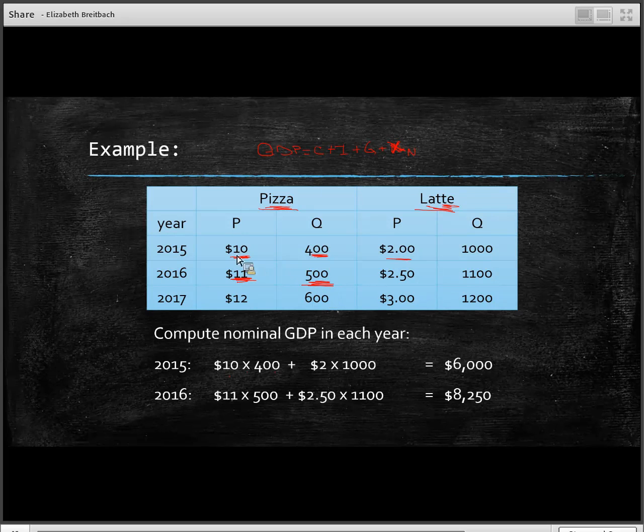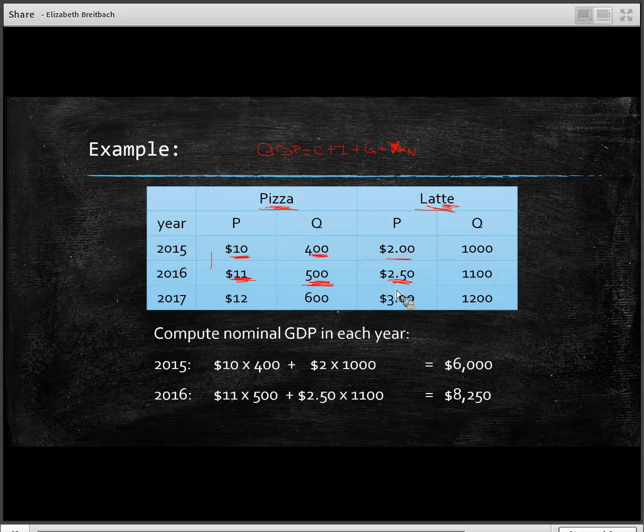Okay, so what we can see here is that the price between 2015 and 2016 has gone up. So we're not only becoming more productive because we're producing and consuming more pizzas, but those pizzas just got more expensive. And so GDP is going up first because there's a change in price, and second because there's a change in quantity.